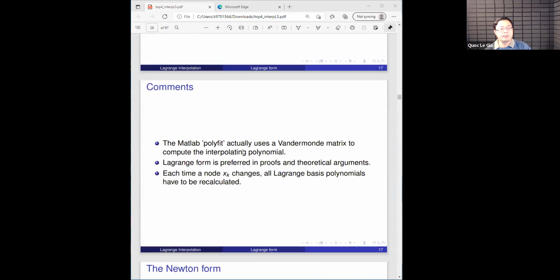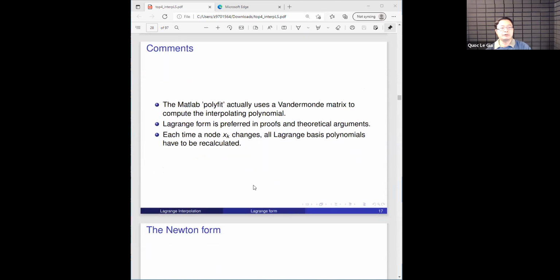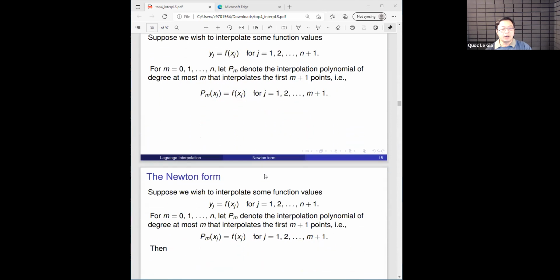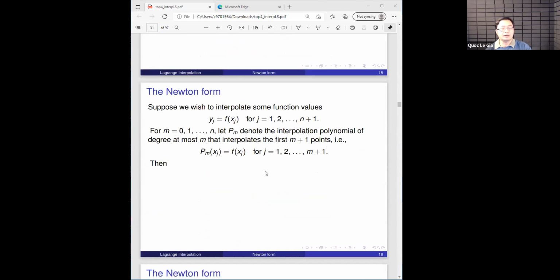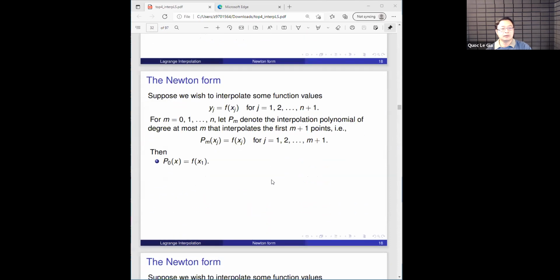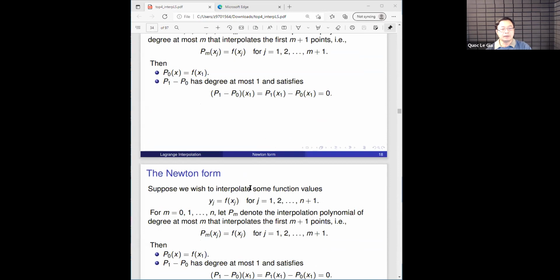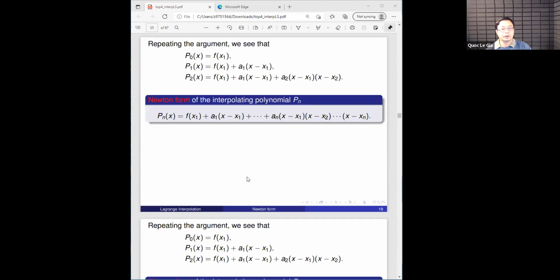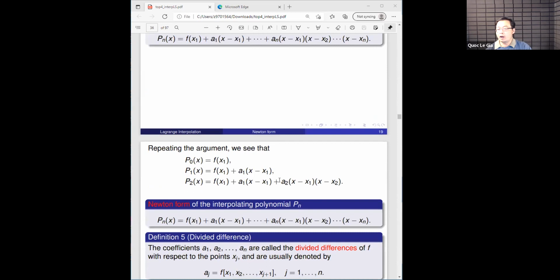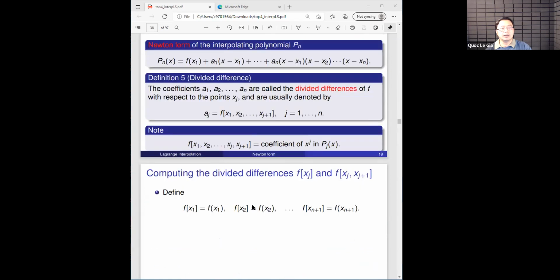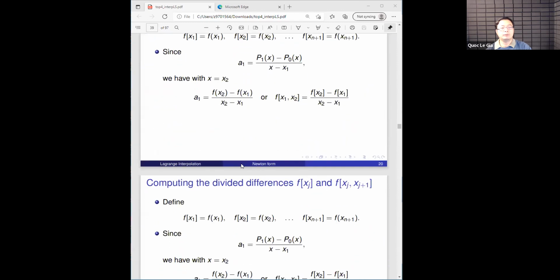So the Newton form has the advantage that whenever you have a new point, you don't have to recompute the previous coefficients. In order to do that, we have to define the divided difference coefficients. It takes a bit lengthy to derive the formula, but once you have the formula, you can compute them easily by a table.